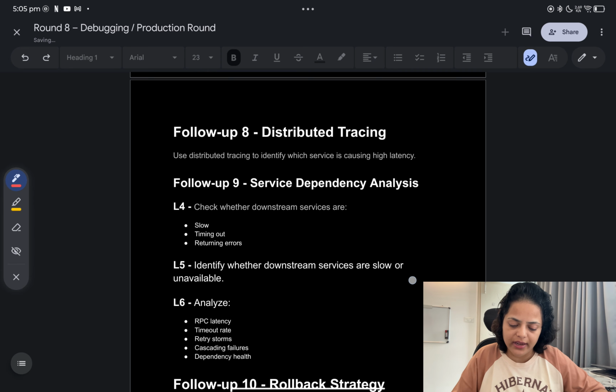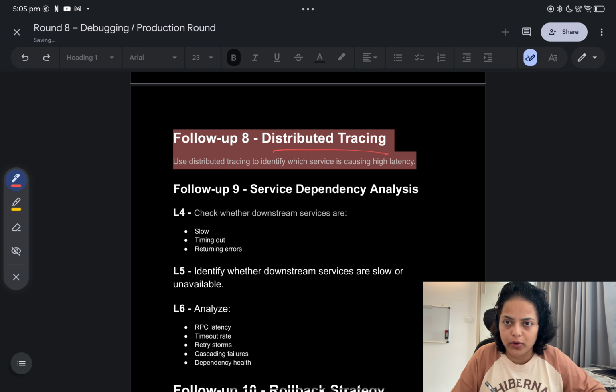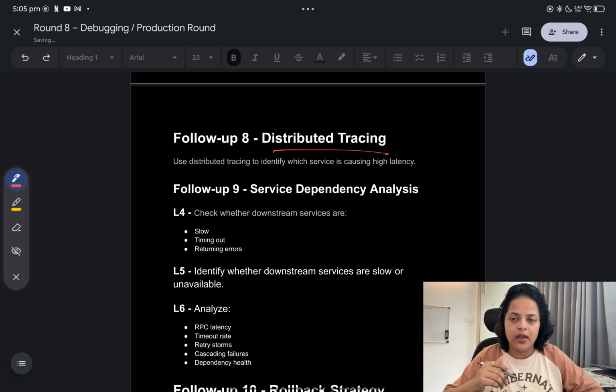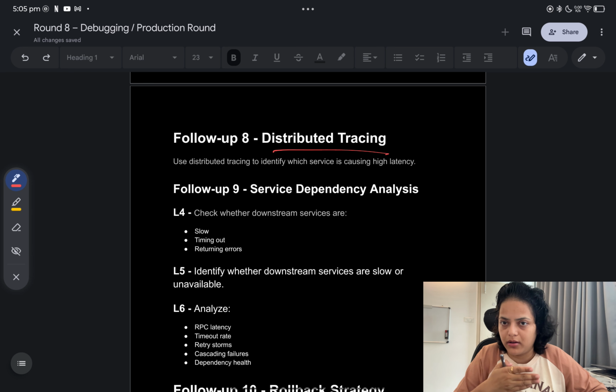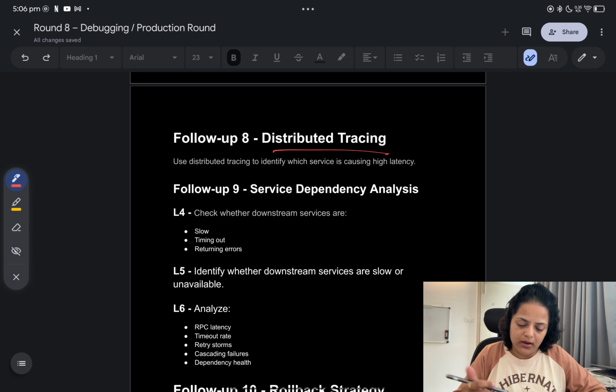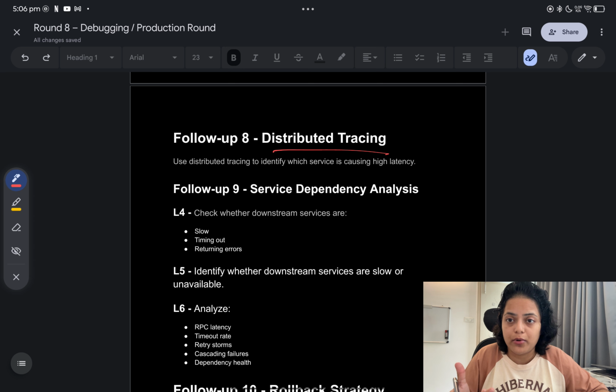Now follow-up question 8 is related to distributed tracing. You have multiple microservices, and your transaction is going through different microservices. So where is the problem? To capture that, you will trace that request. You will have a trace ID, span ID, request ID. Using that you can find where the problem actually is. So use distributed tracing to identify which service is causing high latency.